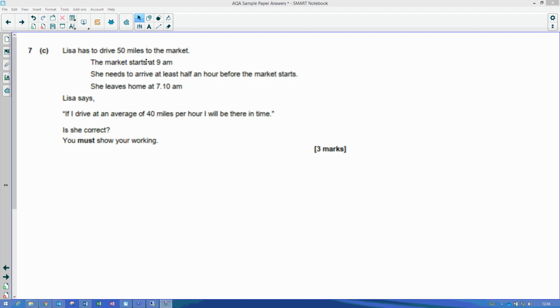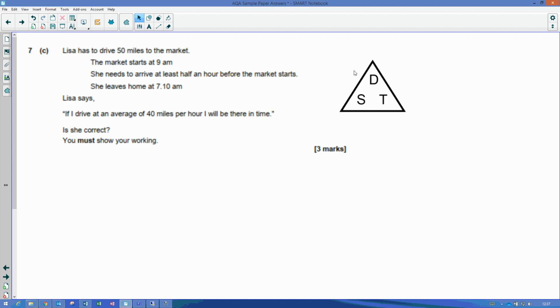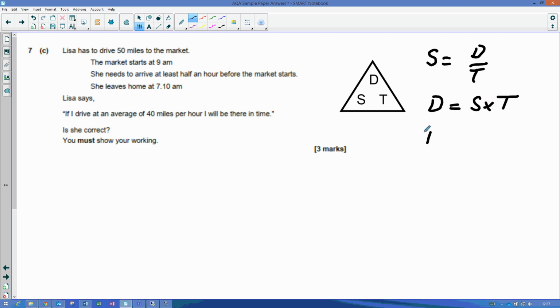Okay, so we've got a distance, a time, and a speed. Hopefully you should remember this triangle which helps us link distance, speed, and time. It gives us 3 different equations. Speed equals distance over time. Distance equals speed times time. And time equals distance over speed.